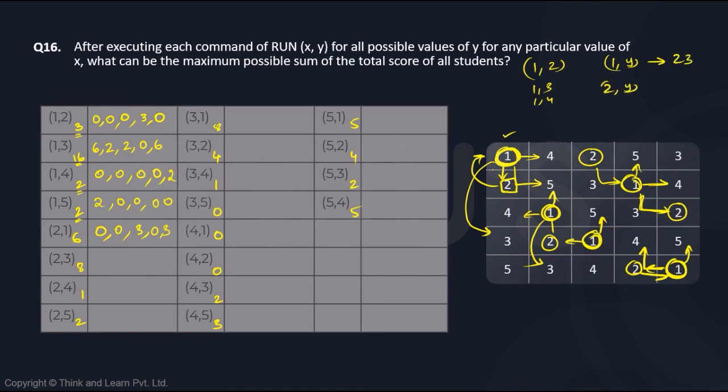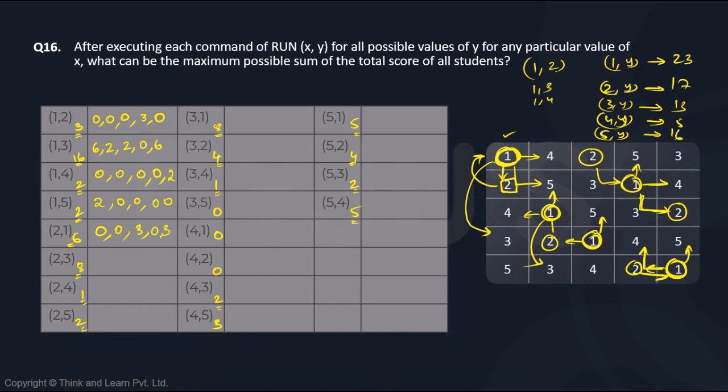2, y series. If you look at the 2, y series, so 6 plus 8, 8 plus 6 is 14, 15, 16, 17. Then 3, y series. 3, y series is 8 plus 4, 12 plus 1, 13. 4, y series is 0, 0, 2 and 3. Total is 5. And 5, y series. The 5, y series is 5 plus 4, 9, 9 plus 2, 11, 11 plus 5, 16.